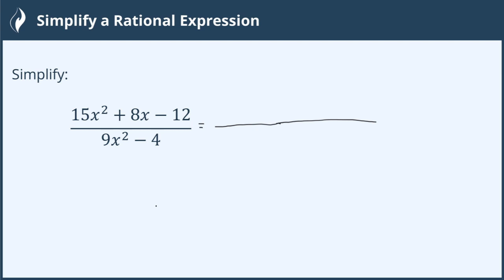bottom, or denominator, first. This is a difference of perfect squares. The first and the second term are perfect squares. So when I factor into two terms, I'm going to take the square root of each term. The square root of 9 is 3. The square root of x squared is x. And the square root of 4 is 2. When you factor the difference of perfect squares, remember there is one negative and one positive term.